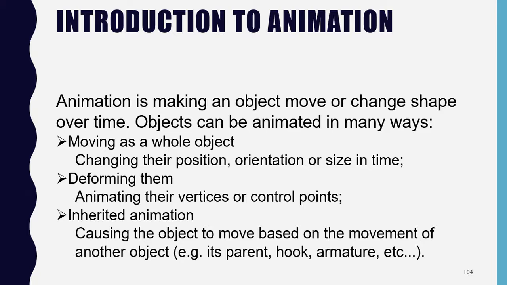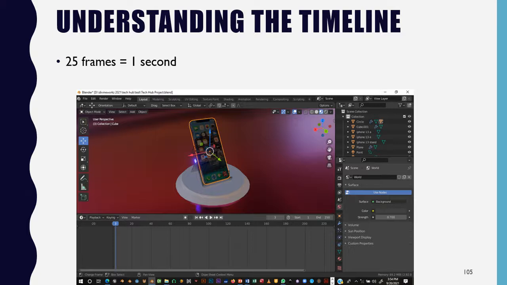Other things you can animate are deformations, so animating a vertex or control points. By now you should know what a vertex is, based on the modeling we've been doing in 3D. Then we have inherited animation, which causes objects to move based on the movement of another object. Maybe you have a hand holding a bottle, and you just animate the hand and the bottle moves with the hand. That's inherited animation.